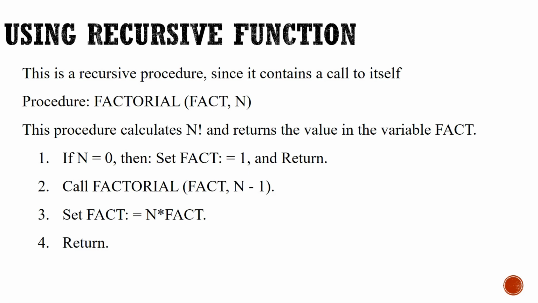Or else it will go to the second line. What is the second line over there? Call the factorial fact comma n minus 1. Then set fact equal to n star fact. Fine. Now let us take the example of the same 3 again. So now initial value of fact will be equal to 1, n will be equal to 3. If n equal to 0, condition fails. I will go to the second line.